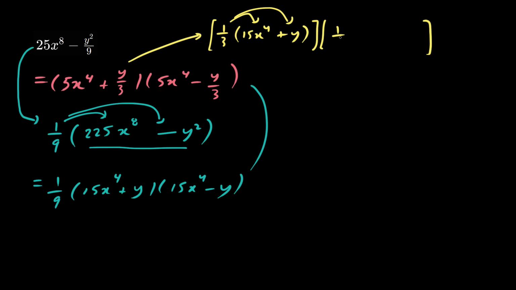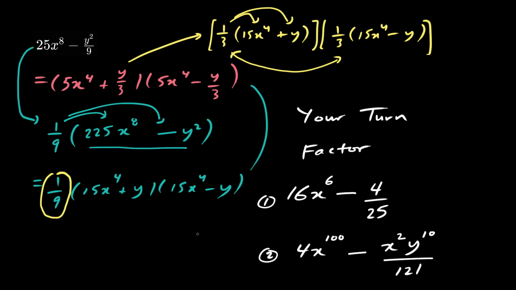Similarly, I'm factoring out 1/3 for this right factor, that is. So 1/3 times 15x to the 4 minus y. And clearly, 1/3 times 1/3, you can multiply these because multiplication is commutative, you can move them around left and right, is 1/9. And so you can see that these expressions are equivalent.